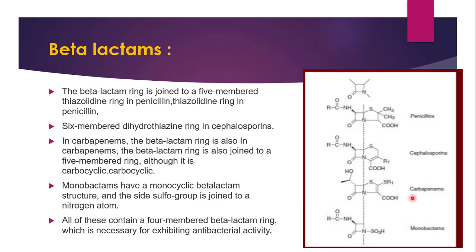In carbapenems, like in this example which you can see, the beta-lactam ring is also joined to a 5-membered ring, although it is carbocyclic. Here it is a 5-membered ring, but carbocyclic. Then monobactams have a monocyclic beta-lactam structure, like only the beta-lactam and the side chain, and here it is SO3H, sulfonic acid. So these are the beta-lactam rings which exhibit the antibacterial properties.